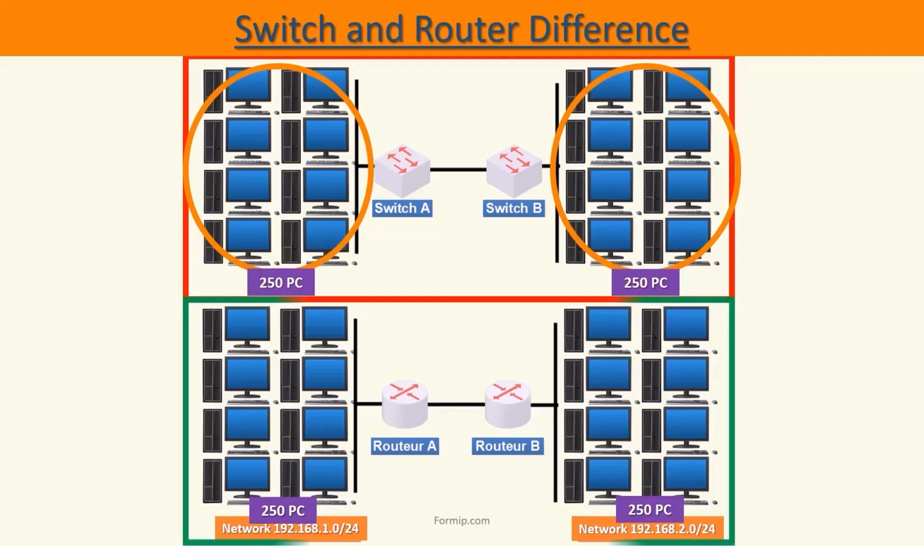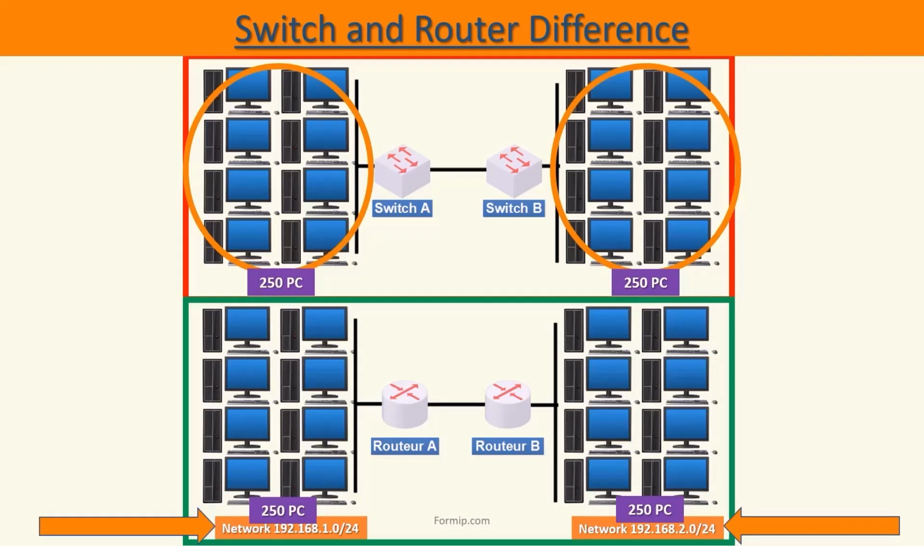Now let's take the same example, except we use routers. In this diagram, we have 250 PCs connected to router A, which are part of the network 192.168.1.0, with a /24 that corresponds to a subnet mask of 255.255.255.0. The router B also has 250 PCs and uses the network 192.168.2.0 with the same mask.